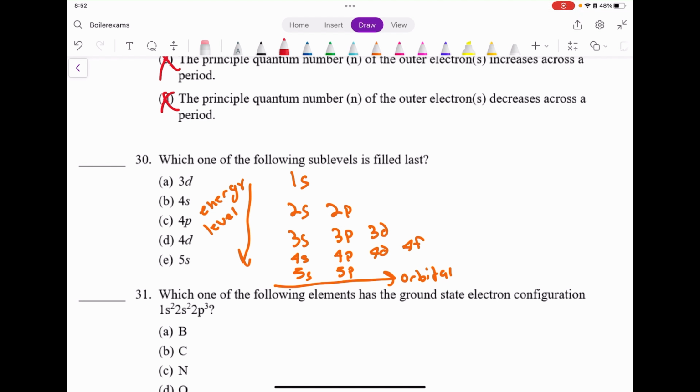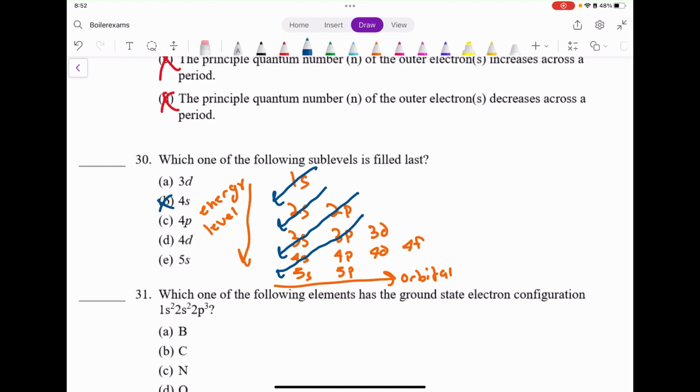Well, I know they will fill in a very distinct pattern on this diagram. They will fill diagonally in this direction. That looks bad. Red looks bad. Let's do blue. They fill diagonally. So 1s is going to be filled first. And if we do another diagonal line, just descending, 2s is filled next, and then 2p, and then 3s, and then 3p, and then 4s. So we can cross off 4s. That's the first one filled up.